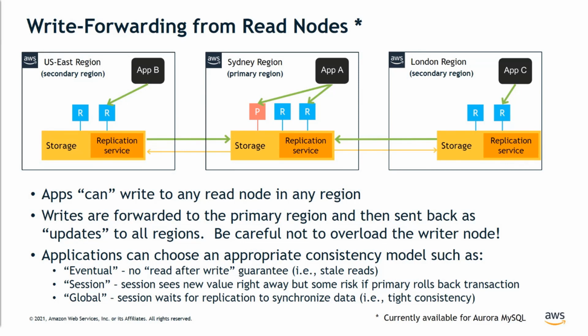There are a few challenges that we should talk about around consistency, because the writes are effectively sent to the primary node and then have to be forwarded back. There is some latency that has to be dealt with, but there are consistency models that we provide mechanisms for. Today, this is available in Aurora MySQL and will soon be made available for Aurora Postgres as well.